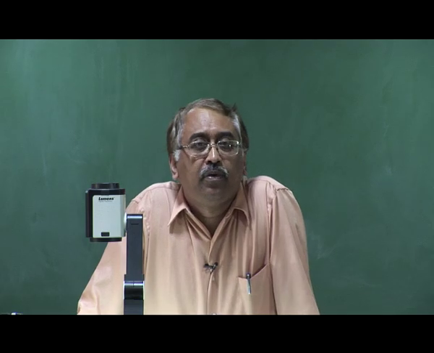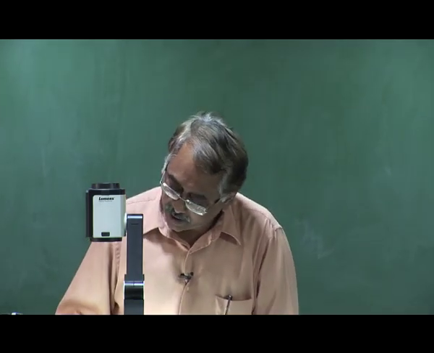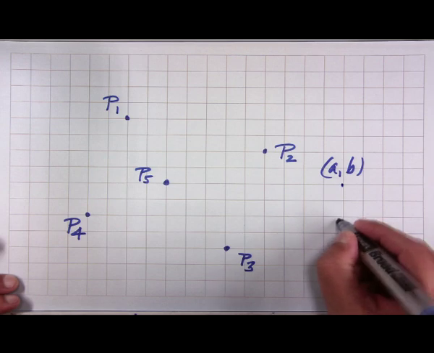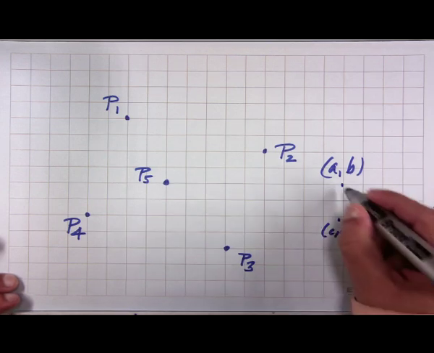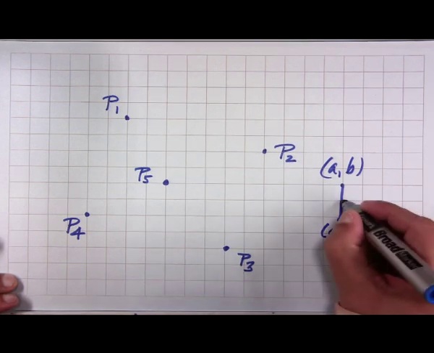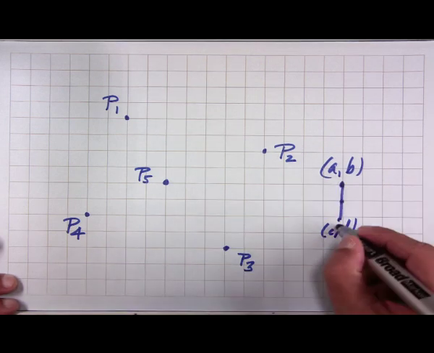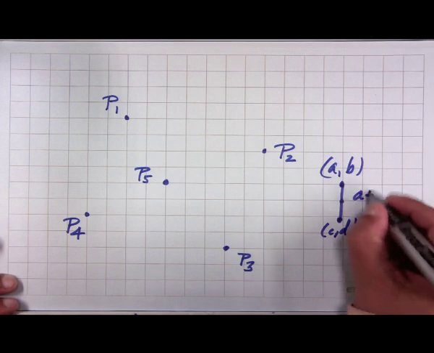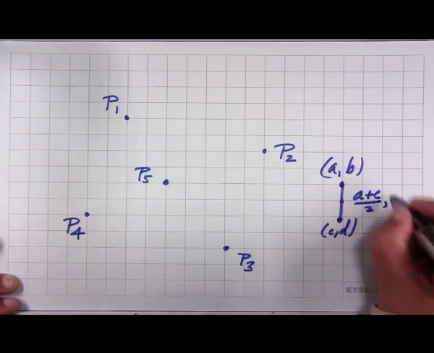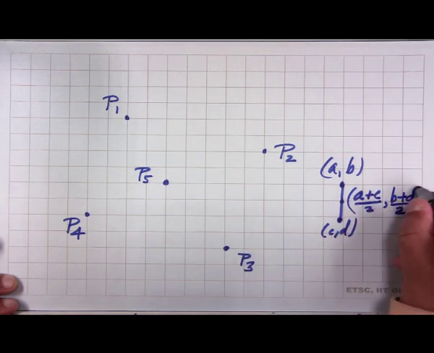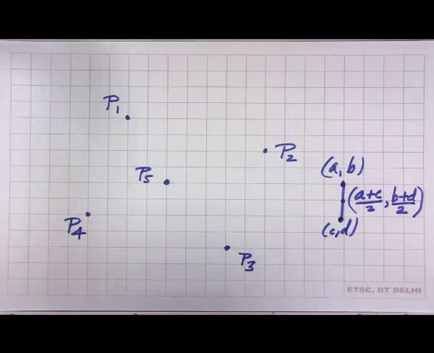Let's say I have 2 points, a comma b, joined to c comma d. There is a very simple formula for the midpoint of this. The midpoint of 2 points with coordinates a comma b and c comma d is given by a plus c over 2, b plus d over 2. I have to be a little careful because I'm going close to the margin. I hope you can see that. So that's the midpoint formula in coordinate geometry for 2 points out there.